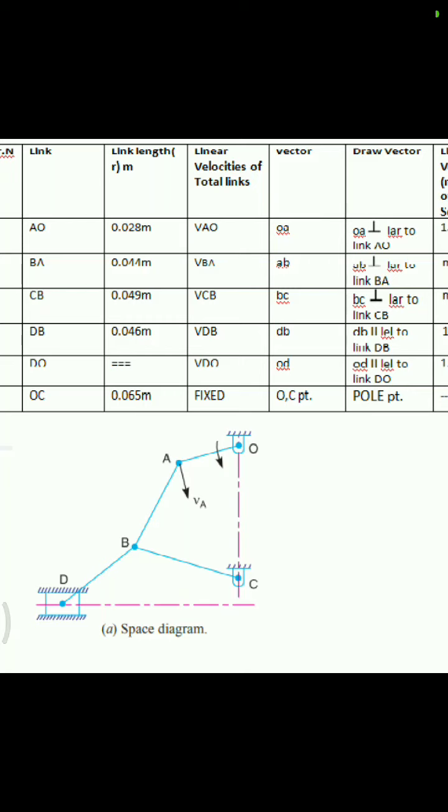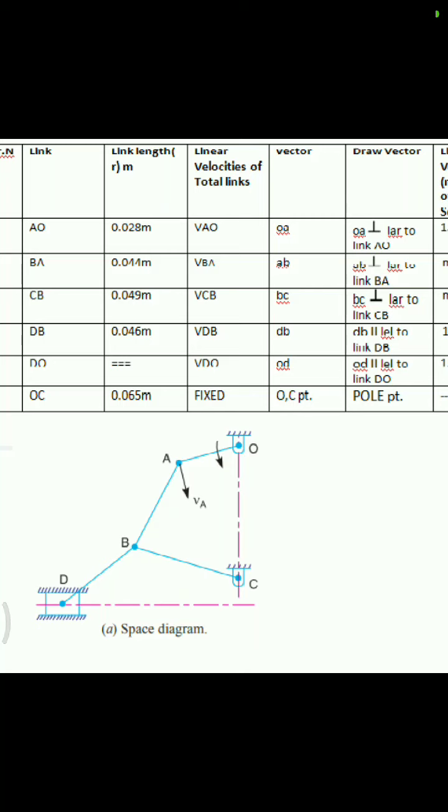Now draw the links AB and BC with their proper dimensions. Then draw the link DB. And let D be the slider; show the slider path also properly.